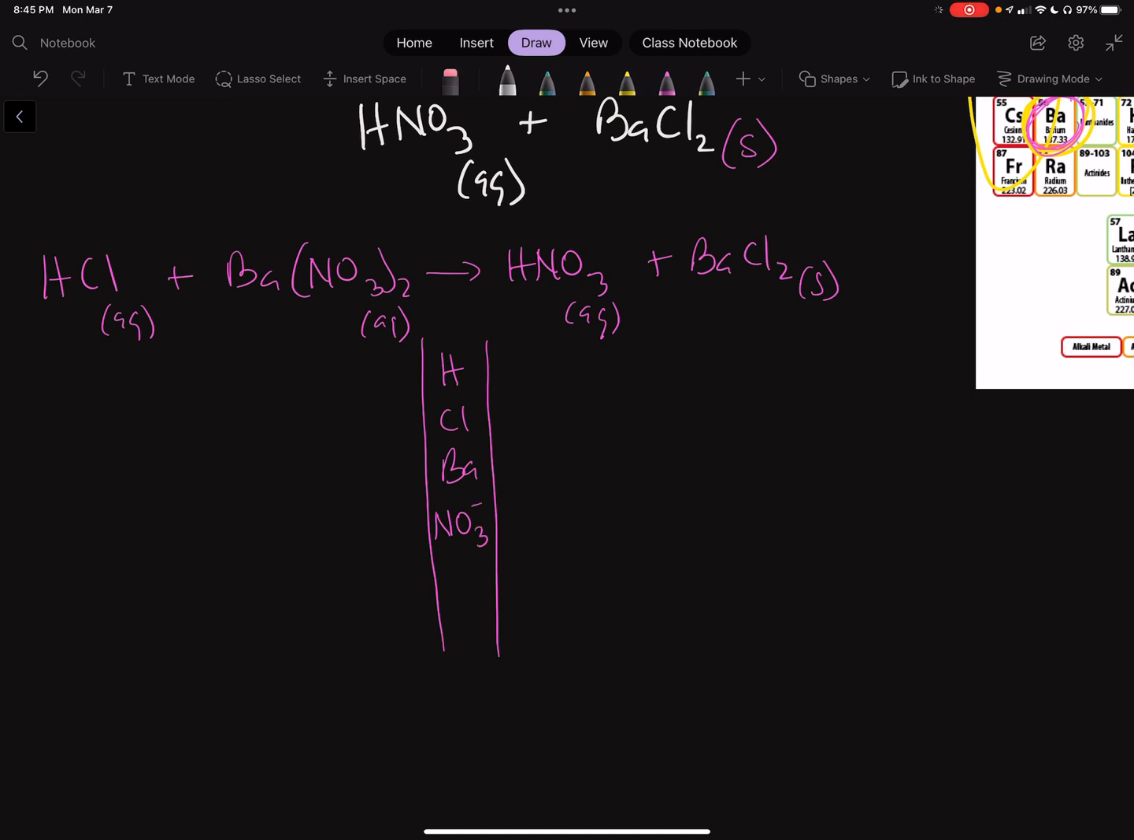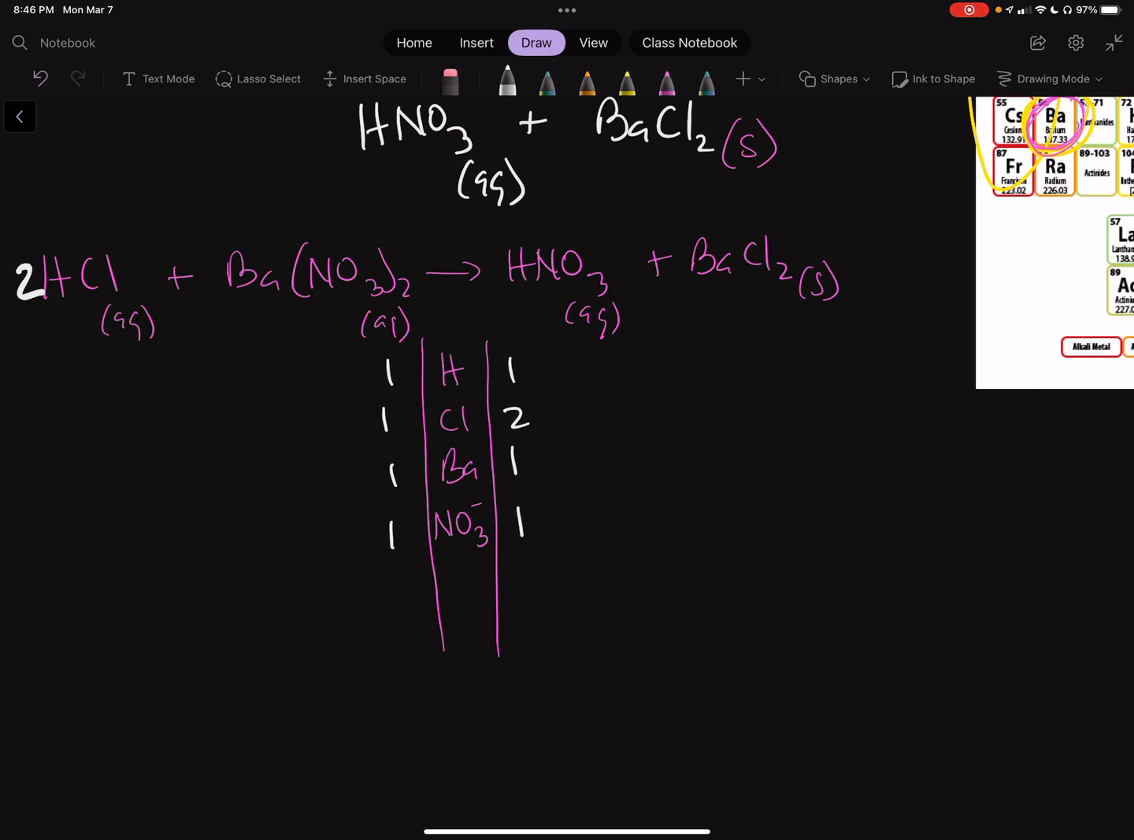So now counting up what we have on each side. On the left side, we have 1 hydrogen, 1 chlorine, 1 barium, and 1 nitrate. And on the right side, I see we have 1 hydrogen, 1 nitrate, 1 barium, and 2 chloride. Okay, so it's clearly not balanced already. This is the biggest problem right there. So let's think about what we need to do. If we need another chlorine on the left side, we would have to put a 2 right here.